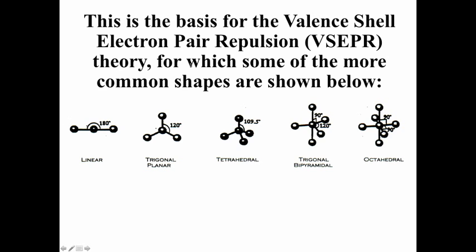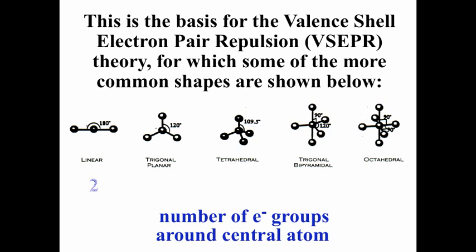So this is the basis for our new improved theory, which is called the valence shell electron pair repulsion theory, VSEPR for short. Some people call it VSEPR theory. And here are the most common names and shapes shown here. We have linear, trigonal planar, tetrahedral, trigonal bipyramidal, and octahedral. And they have respectively 2, 3, 4, 5, and 6 electron groups around the central atom.